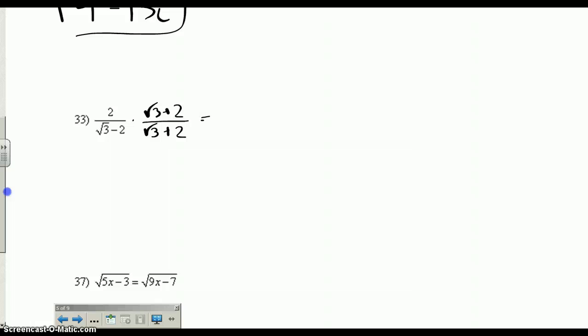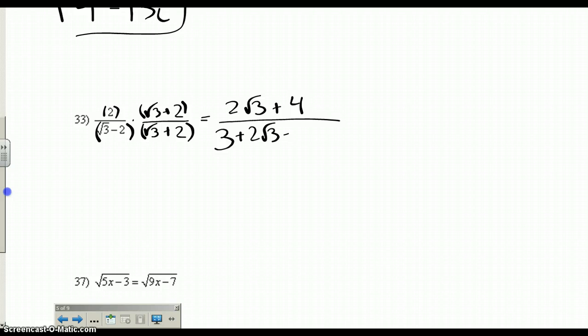And now I'm just going to distribute. Okay, multiply these two binomials in the denominator and distribute this 2 in the numerator. So 2 times root 3 plus 2 times 2, which is just 4. In the denominator, square root of 3 times square root of 3 is just 3. Square root of 3 times 2 is 2 square root of 3, minus 2 square root of 3, and then minus 4.